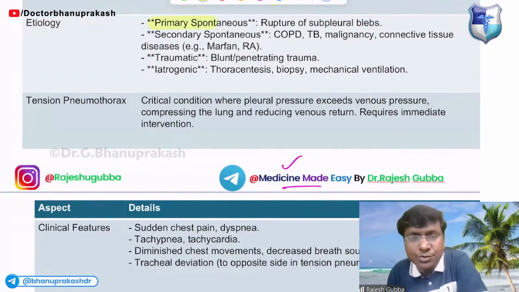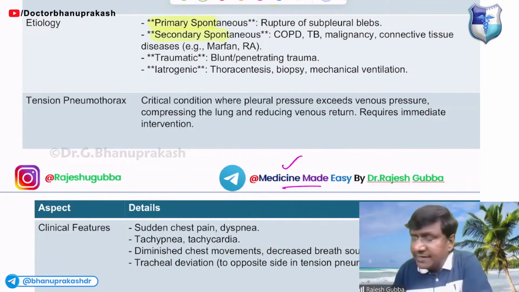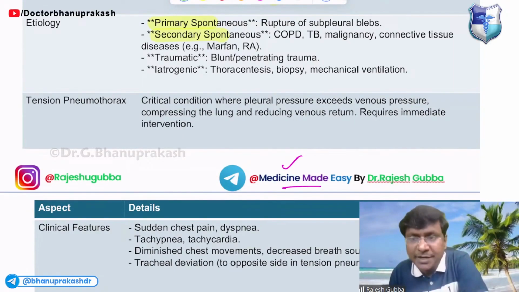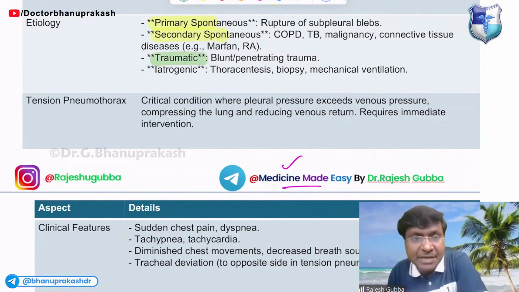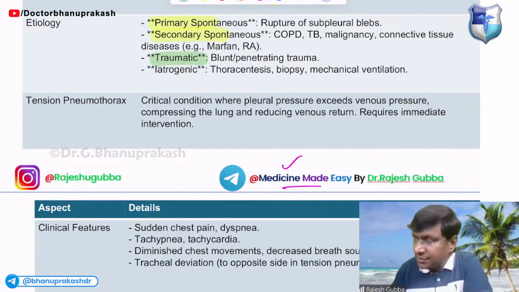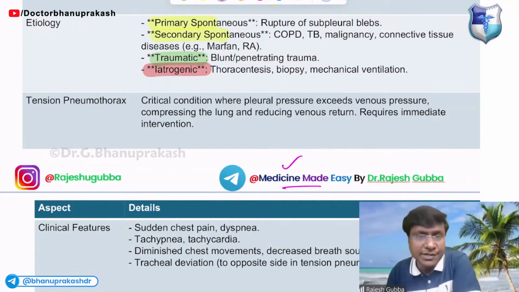Okay, so in primary spontaneous pneumothorax, you have rupture of the subpleural blebs. In secondary pneumothorax, you have the underlying lung pathology like COPD, tuberculosis, malignancy. In traumatic pneumothorax, there will be blunt or penetrating trauma to the chest. Whereas in iatrogenic pneumothorax, that is during thoracocentesis or when you have placed the individual on a mechanical ventilator.